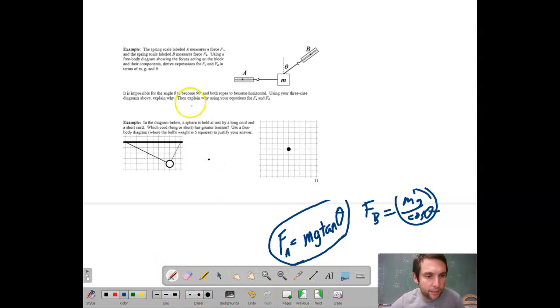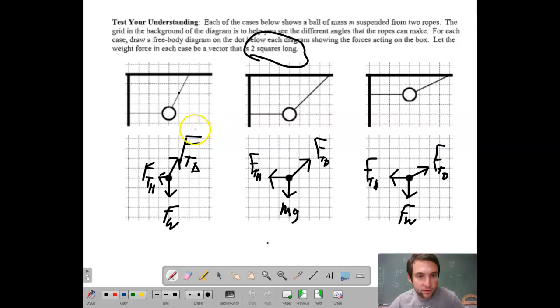All right, so the next part: it's impossible for the angle theta to become 90 degrees and both ropes to be horizontal. Use your 3 case diagrams above and explain why. So the 3 cases, we're dealing with a hanging sign here, where we have a horizontal force and then an angled force. So again, if both forces are exactly horizontal, then we'll have this one, FTH, and then over here. Well, what is canceling out this downward weight force? It wouldn't be anything. So that would mean the sign would fall.